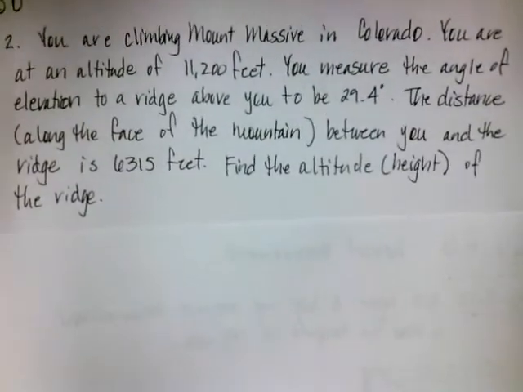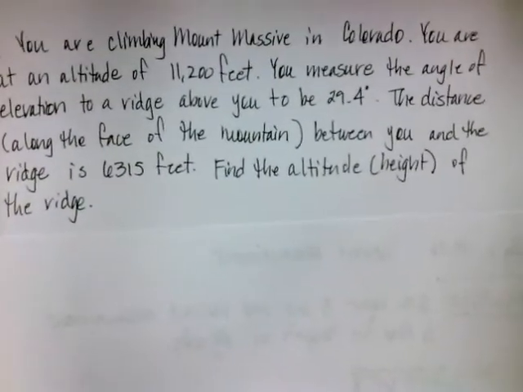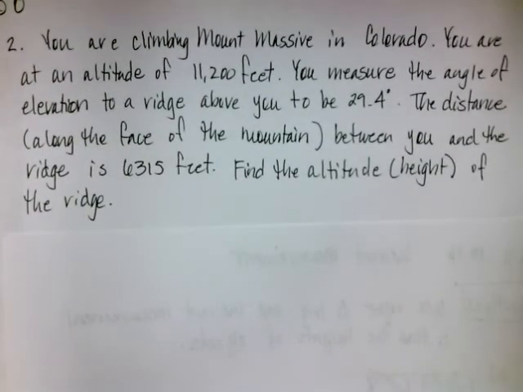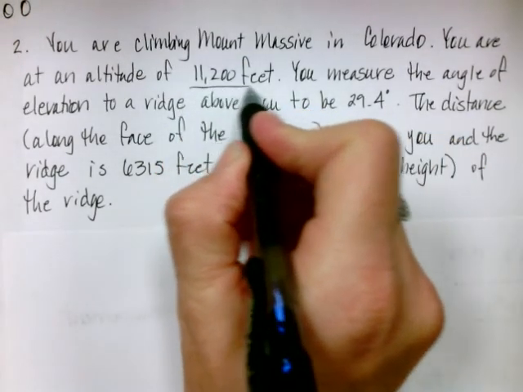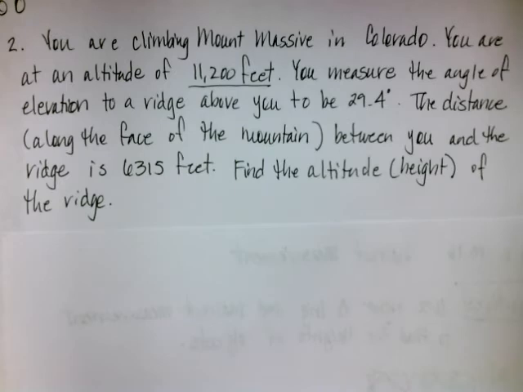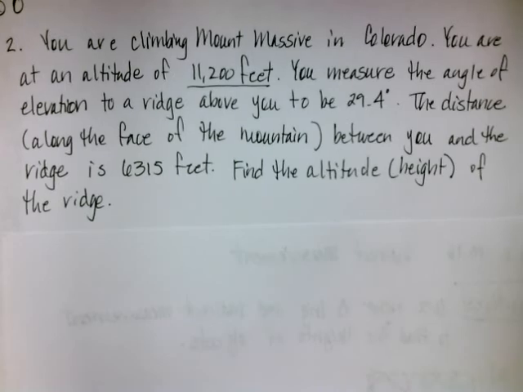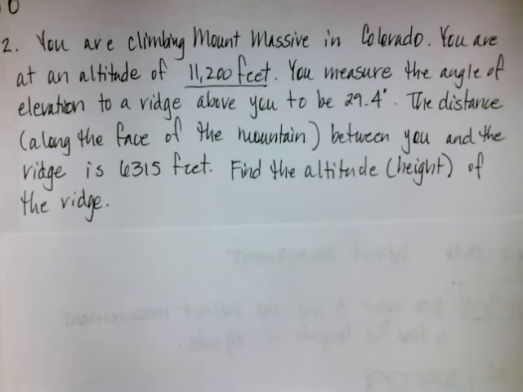Your second problem, you get no diagram. On this one, you have to draw your diagram. It says you're climbing Mount Massive in Colorado. You're at an altitude of 11,200 feet. So this is the altitude where you start climbing. You measure the angle of elevation to a ridge above you to be 29.4 degrees. The distance along the face of the mountain between you and the ridge is 63.15 feet. Find the altitude of the ridge.